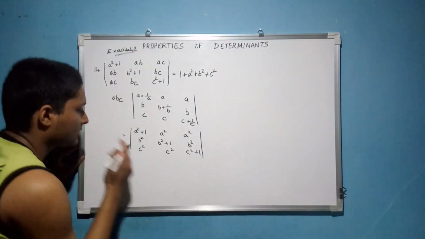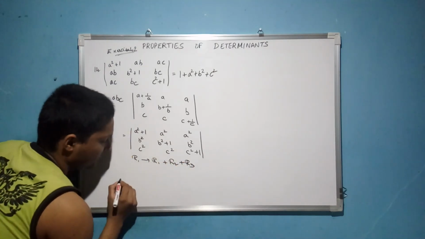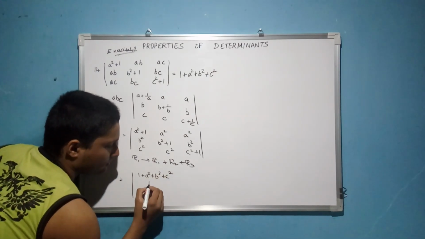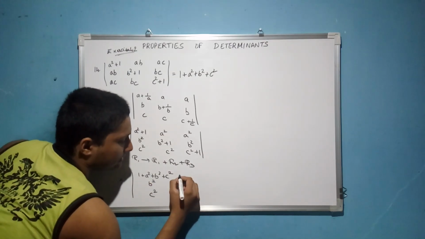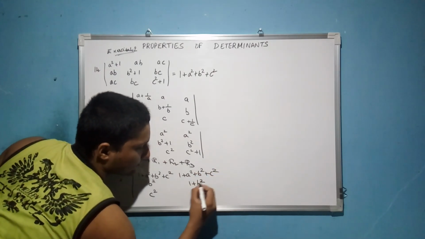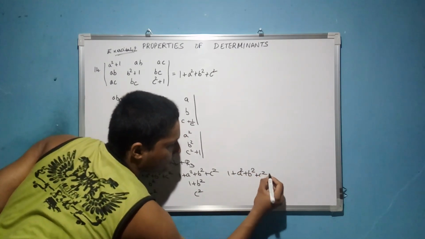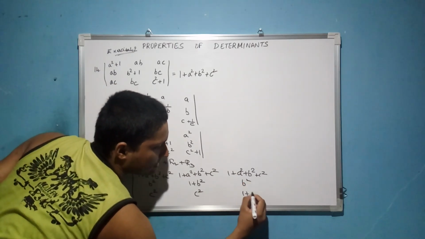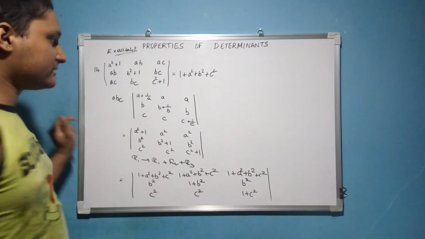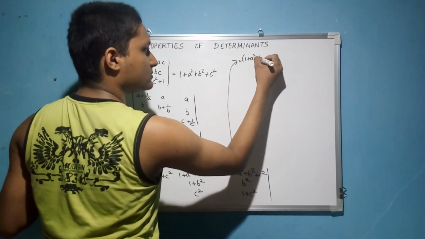Add all the terms. So r1 becomes r1 plus r2 plus r3. So it is going to be 1 plus a square plus b square plus c square, b square, c square. Then here also 1 plus a square plus b square plus c square. This is 1 plus b square, c square. Here also 1 plus a square plus b square plus c square. Then we have b square and 1 plus c square. This much we got. So we got this term 1 plus a square plus b square. I'll bring it here.